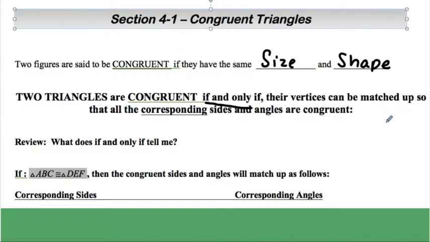Okay, so vertices, let's just make sure we understand. Vertices are these corners where the two sides meet. So a triangle is going to have three vertices. All right, so again, two triangles are congruent if and only if their vertices can be matched up so that all corresponding sides and angles are congruent.